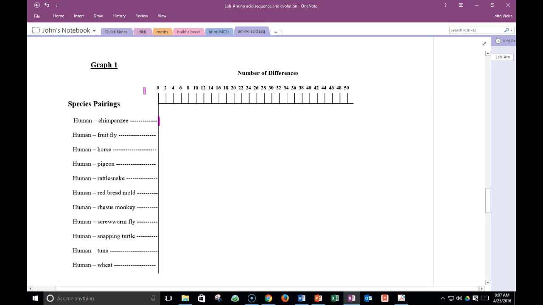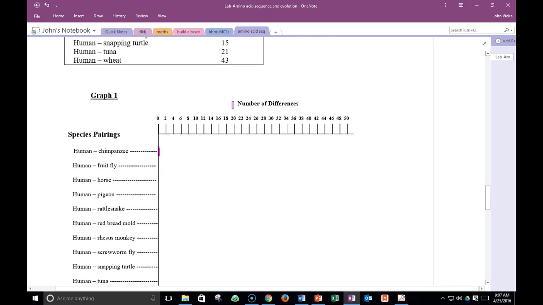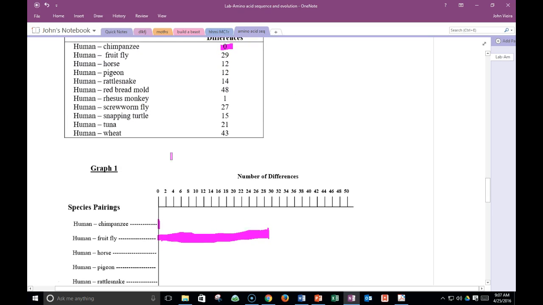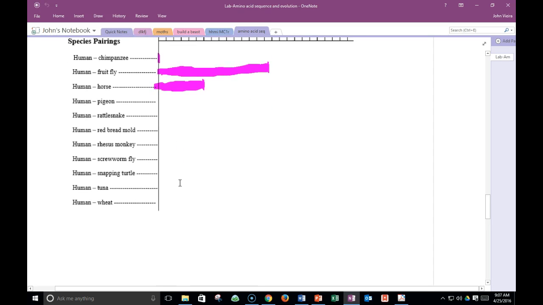So you're going to take this data table right here, and you're going to put that information here. Got it? So what's the difference between humans and a chimpanzee when the amino acid sequence is cytochrome C? 0. What about us and a fruit fly? 29. So you're going to go right here. Here's 30 and 28. So right around here, and then you're just going to draw a bar graph right here. Everybody see that? What about humans and a horse? Humans and a horse is 12, so that's right around here. And then draw a bar graph. So continue on and on and on and fill that up.